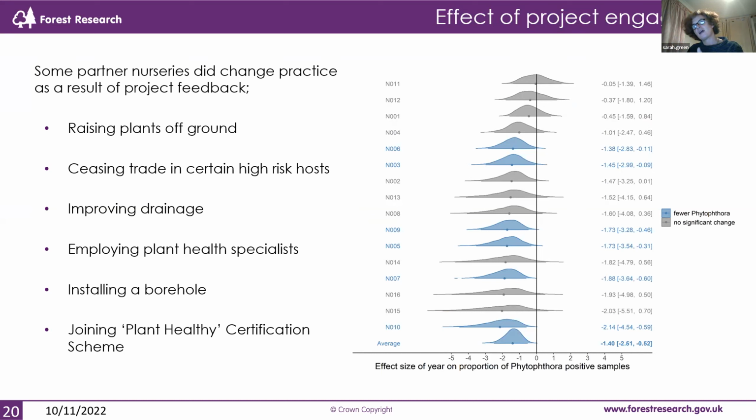And so they were able to change practice as the project went on, including raising plants off the ground, ceasing trade in high-risk hosts such as juniper, improving drainage, and employing plant health specialists. One nursery actually installed a borehole to extract water, at great cost. And then quite a few of our partner nurseries are joining the Plant Healthy certification scheme.